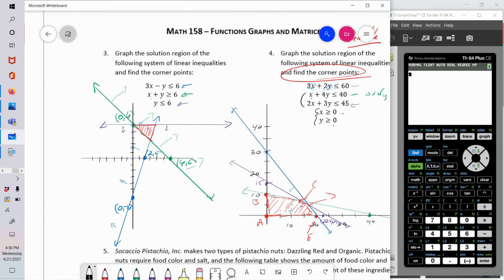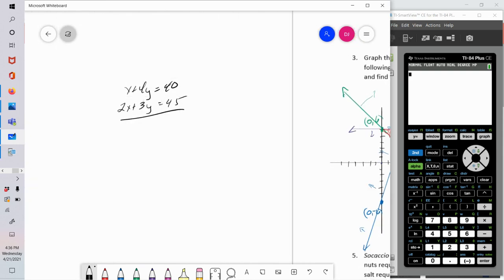I suggest labeling these: this was line 1, this was line 2, this is line 3. So line 2 and 3 where they intersect, I'm using colors, so the green and the blue line, and so now I need to solve that system, and we've done this before. I think what I would choose to do is multiply this top equation by 2, and the bottom equation by negative 1, so 2x plus 8y equals 80, and negative 2x minus 3y equals negative 45.